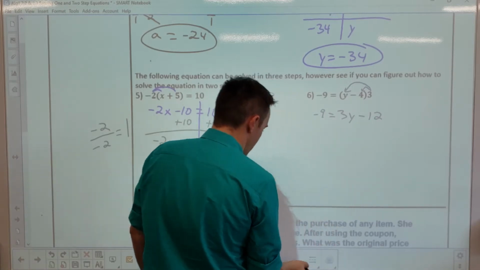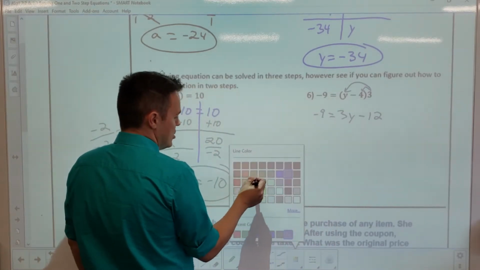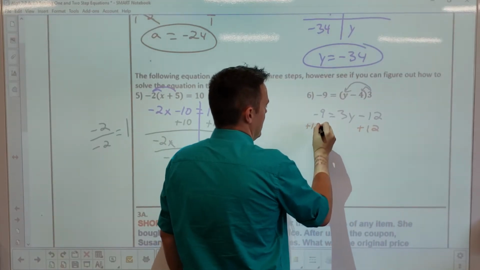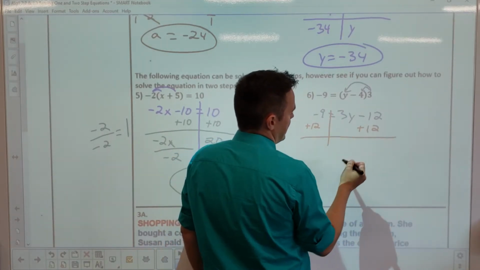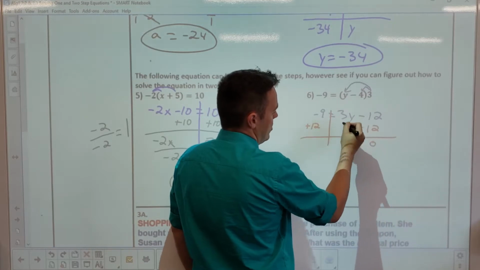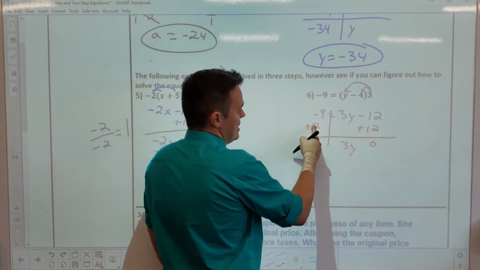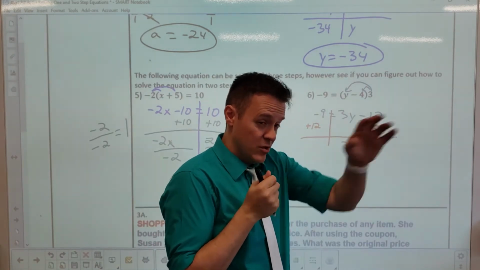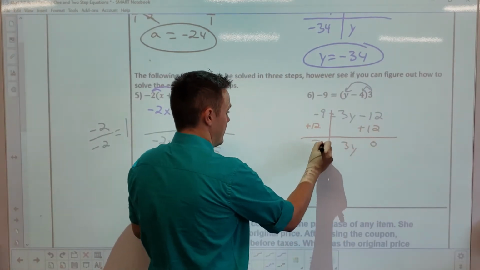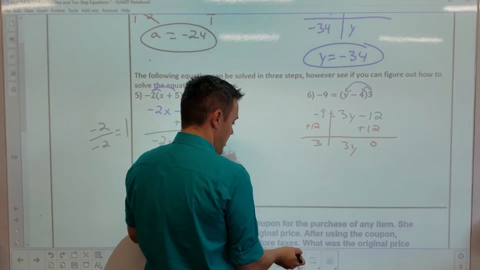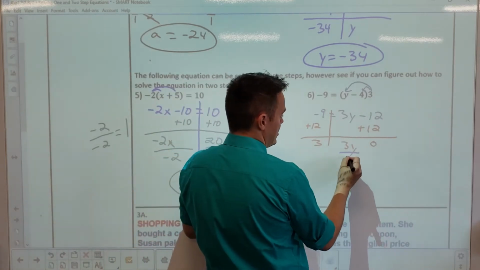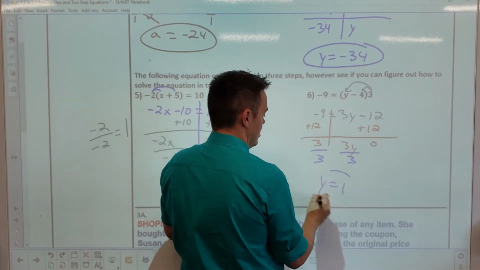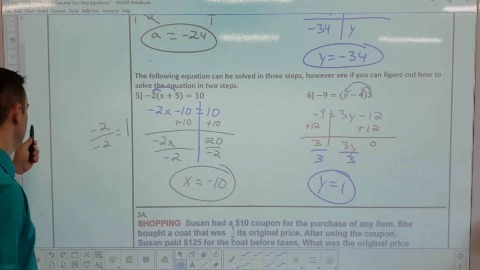Okay, now you need to get rid of the hanger-ons first. So we're going to get rid of the plus 12, and divide it in half. Give me an equation. That's 0. This is 3y, negative 9 and 12. So if I have $12 in my hand, I go spend 9, I have $3 left. Then you want to get rid of the 3, so you divide by 3. Divide by 3, y equals 1.